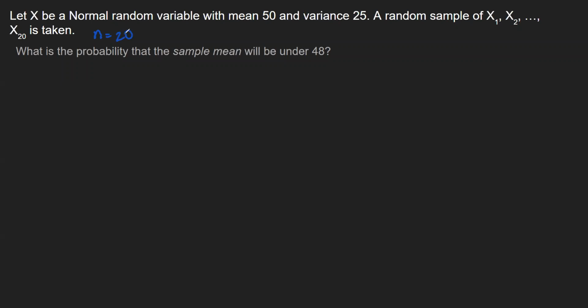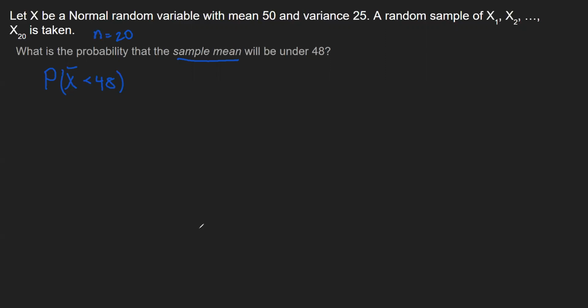The question is asking, what's the chance that the average of those 20 random variables will be under 48? The highlight here is it's talking about the sample mean, so that tells me it's a probability question. The sample mean is denoted capital X bar, under 48. So I know now my random variable of interest is X bar.